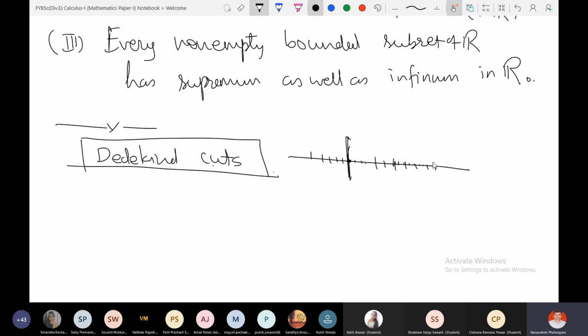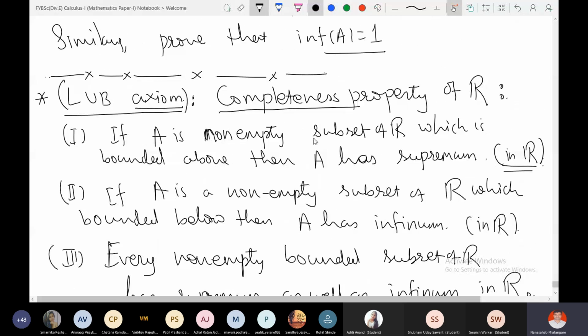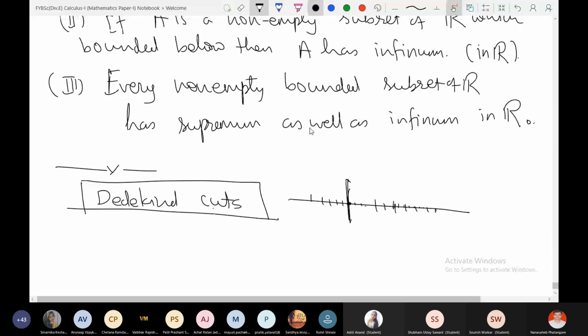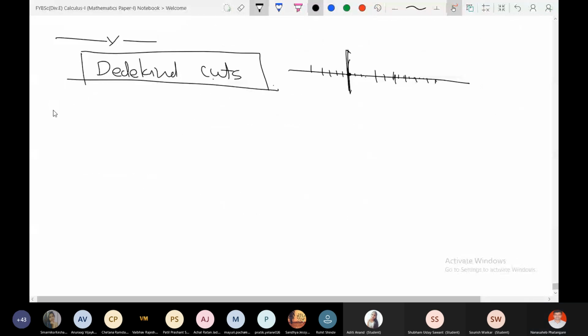And how many gaps are there? If you compare the gaps and the rational numbers, which is the larger amount? Irrational numbers. So irrational numbers are very, very much larger than rational numbers. So the gaps are very huge gaps. In that sense, the property is called the completeness property.